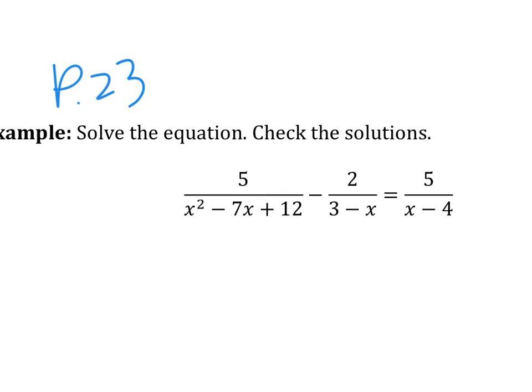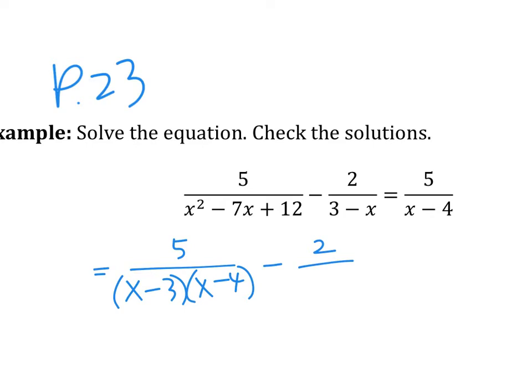Again, you want to factor. 5 over x minus 3, x minus 4, minus 2 over 3 minus x. Oh, this 3 minus x is a very strange number, isn't it? You can see on the left there is the factor x minus 3, x minus 4, and all of a sudden you have a 3 minus x, where 3 is the first thing you see instead of x. So wouldn't it be so nice if it were x minus 3?